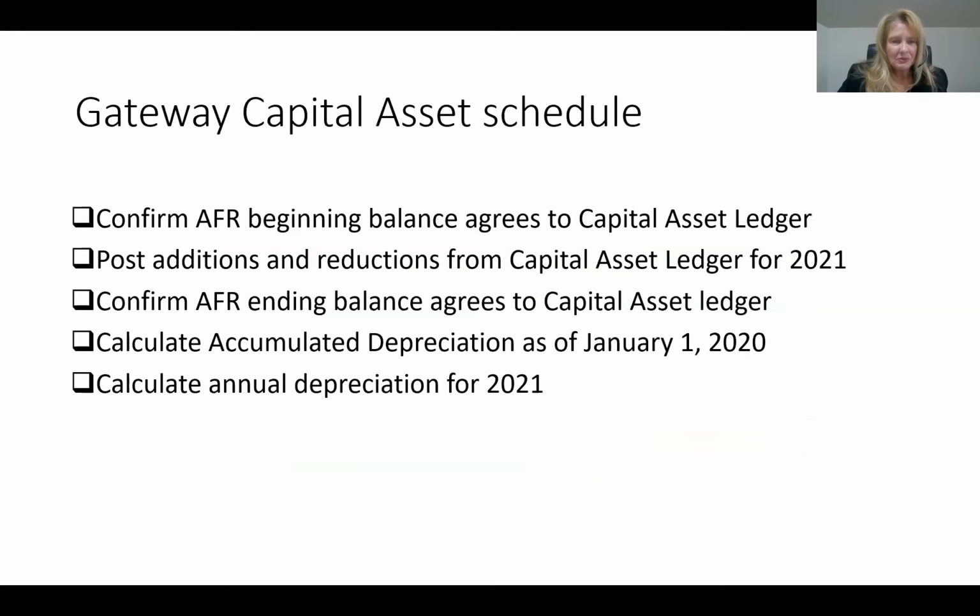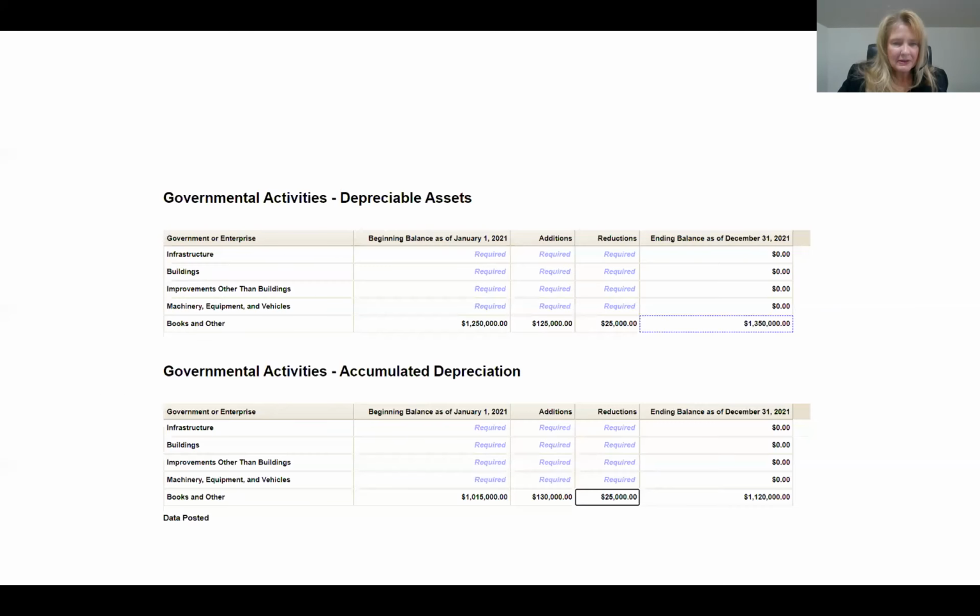On accumulated depreciation, oops, can you go back one time? Thanks. In the accumulated depreciation, I have my beginning balance. Remember that says if we had been calculating depreciation all along. I added 130,000 and took out 25,000. Again, this was the items we got rid of to arrive at my ending balance.